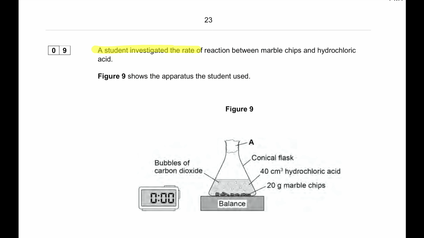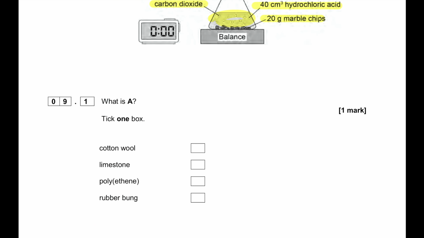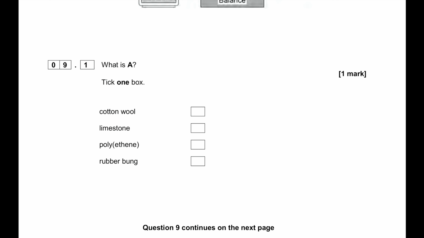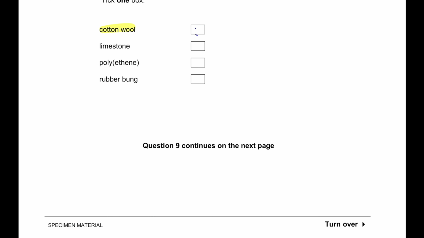A student investigated the rate of reaction between marble chips and hydrochloric acid. Figure 9 shows the apparatus used by the student. Bubbles of carbon dioxide are produced. 40 cm3 of hydrochloric acid, 20 gram of marble chips, and a conical flask with A on a balance. As the carbon dioxide escapes in this reaction, we will be able to measure how much mass has decreased. What is A? A is cotton wool. This cotton wool is used to prevent spitting.